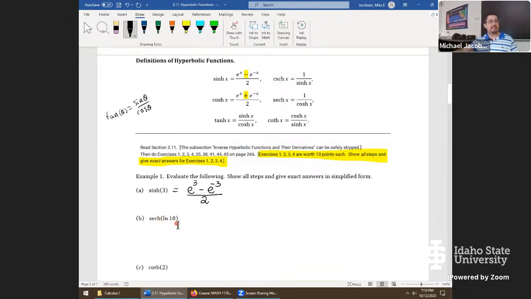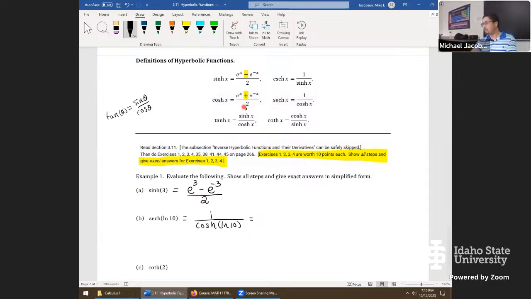Well, if it's a secant, that's a 1 over cosine, whether it's hyperbolic or not. So I'm going to be using this formula to start. This turns into 1 divided by cosh of natural log 10. So all I've done is bring in this function, because that's where I am allowed to finally put in values for x's and then start simplifying and evaluating.